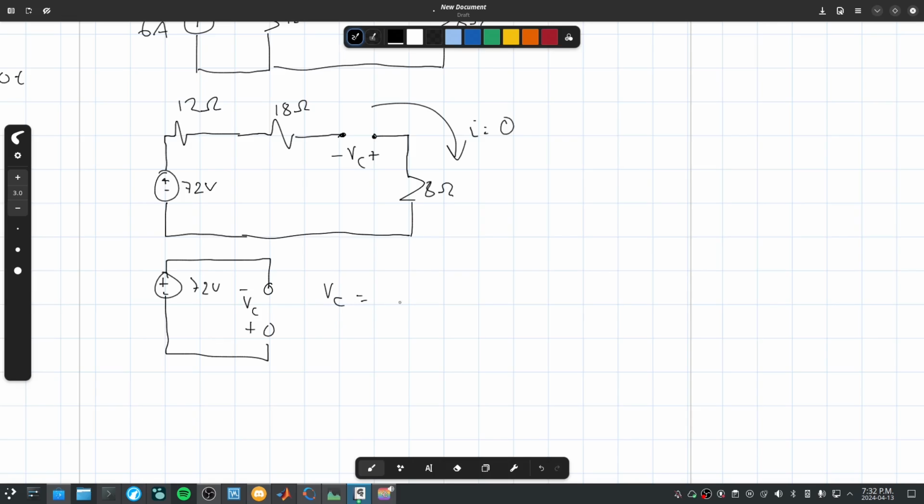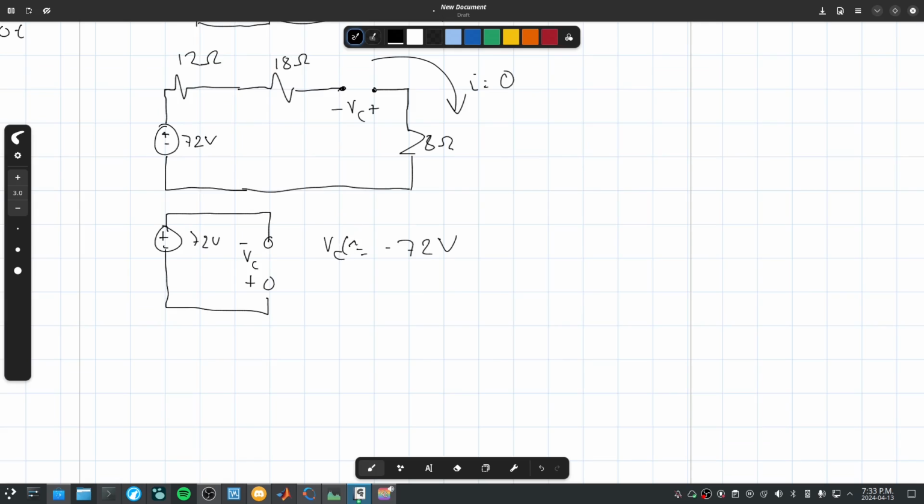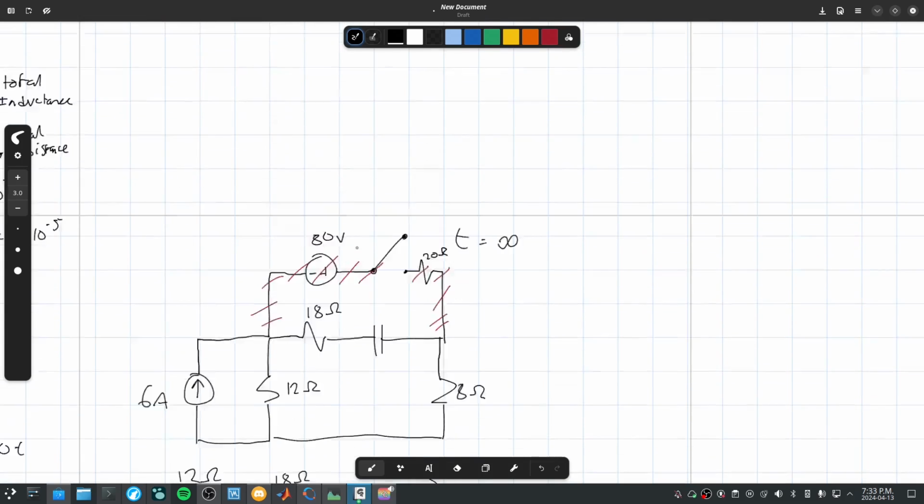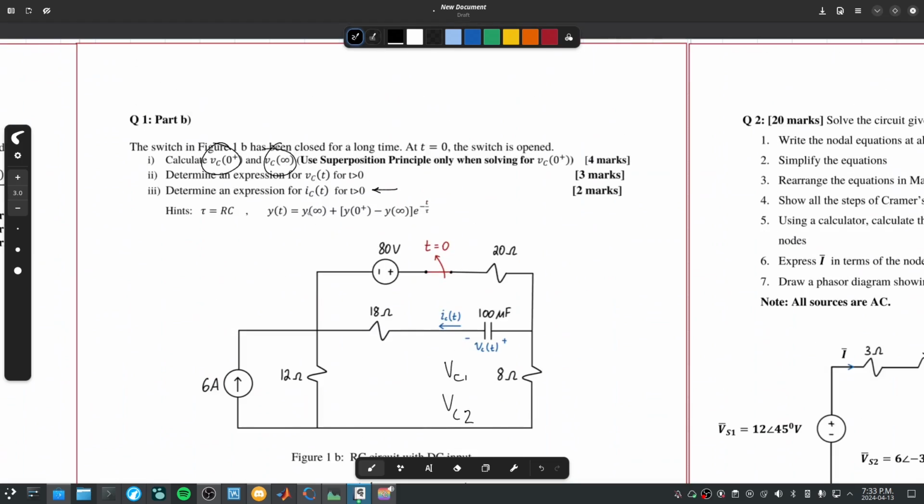What's VC? It's negative 72 volts, because again, we're working with non-passive convention here, so it's going to be negative. That's it. There you go. That's VC as time goes on to infinity. So, there you go. Very nice. So we have found VC0 and VC infinity.